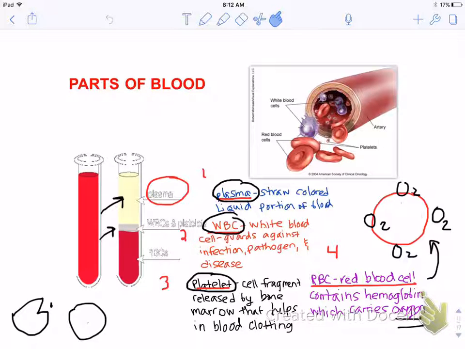The fourth part of your blood are the red blood cells, and red blood cells contain hemoglobin. Remember, the hemoglobin carries oxygen. So the red blood cells are very important for delivering the oxygen to all the cells of your body. So just to review, the 4 parts of blood are your plasma, your white blood cells, platelets, and your red blood cells.